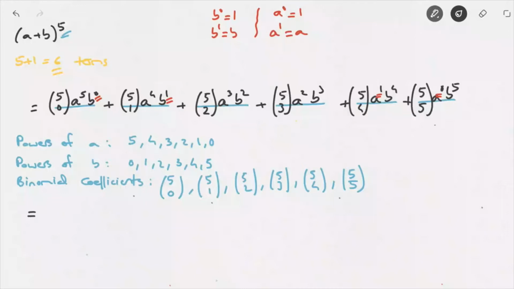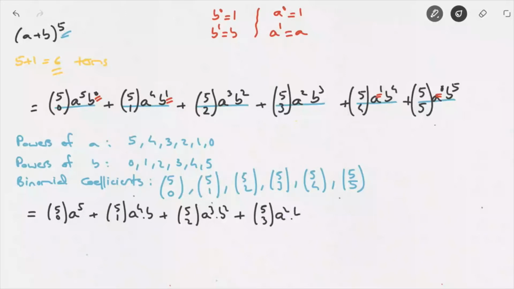We should be writing this as 5,0 times a to the power of 5, because b to the power of 0 is just 1, plus the second term, which will be 5,1 times a to the power of 4 times b, plus 5,2 times a to the power of 3 times b squared, plus 5,3 times a to the power of 2 times b to the power of 3, plus 5,4 times a times b to the power of 4, plus the last term, 5,5 times b to the power of 5.